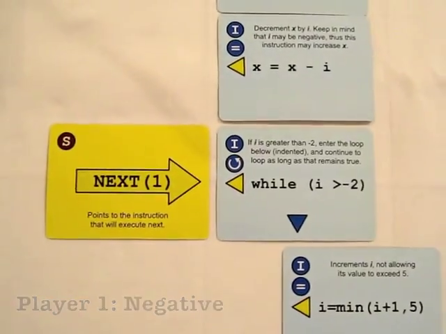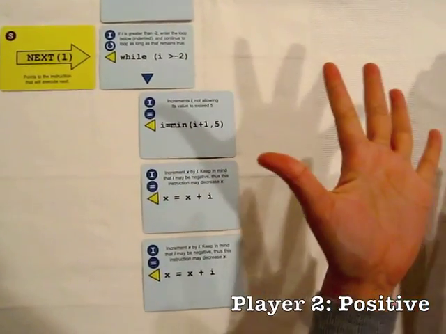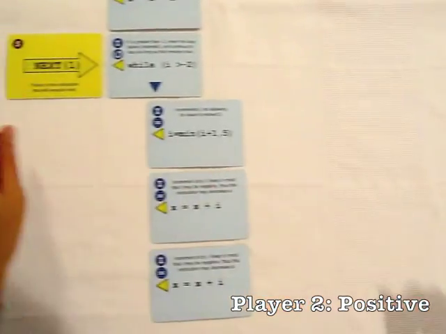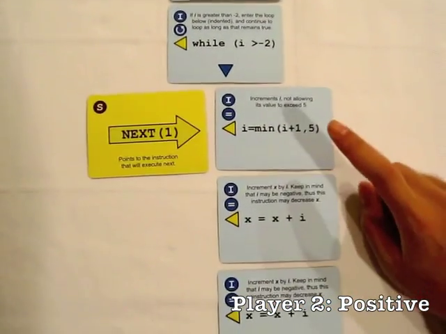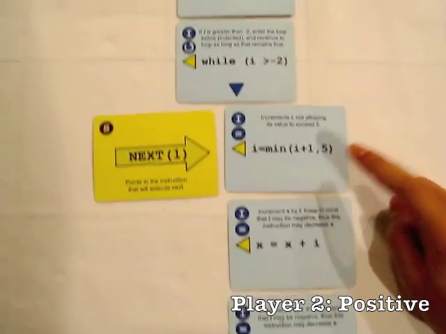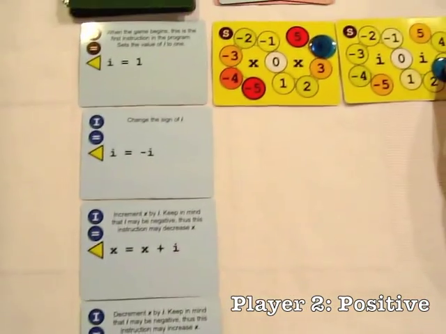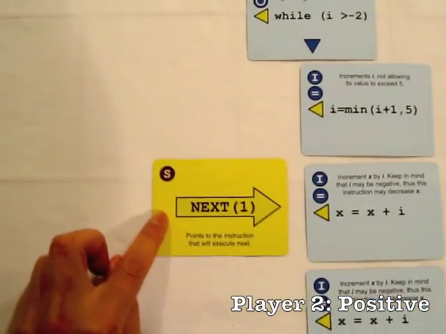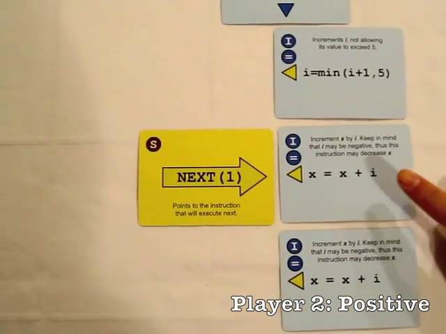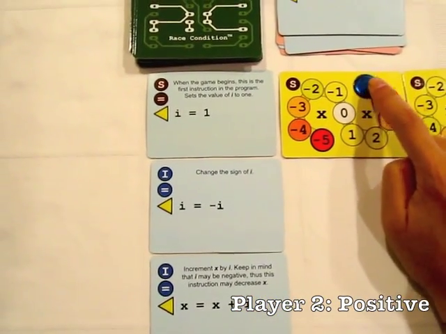Player 2 has no cards left in her hand. She uses her first action to advance the pointer. Because I is greater than -2, the pointer enters the while loop. She uses her second action to advance the pointer. I is incremented by 1, setting its value to 3. Lastly, the next instruction executes. I is added to x, and x's value now exceeds 5.